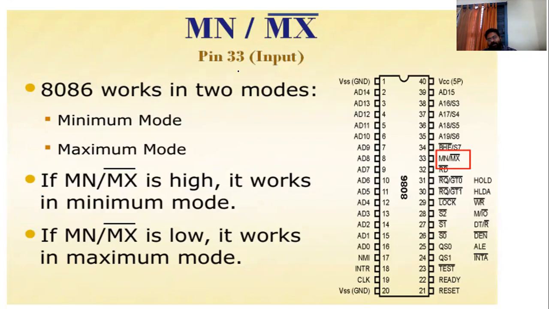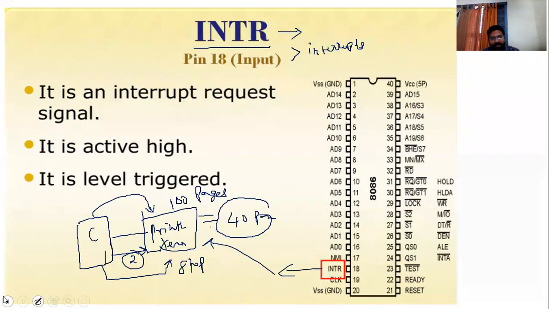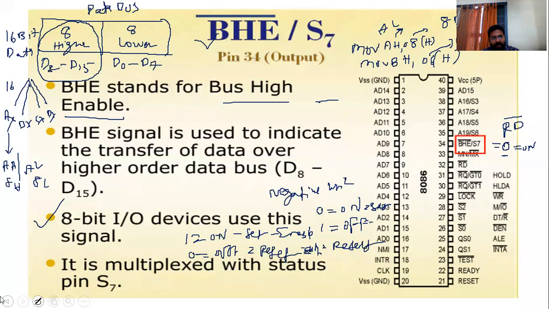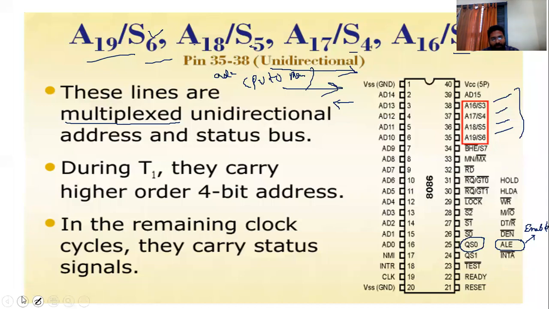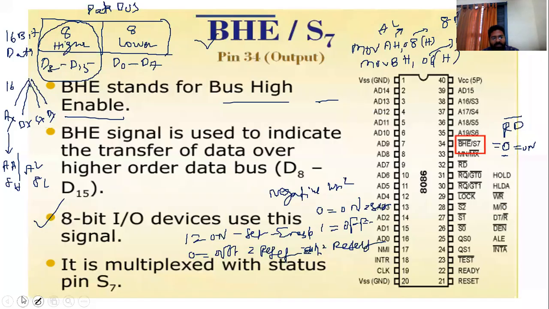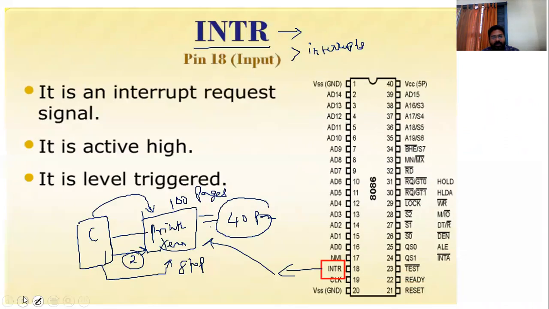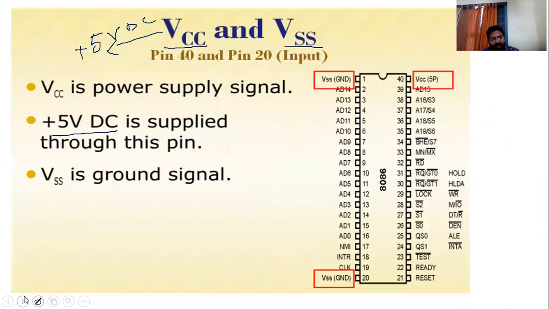Now coming to the next one. The pins we are discussing are AD0 to AD15, A19 to A16 status pins, BHE pins, read, write, INTR, NMI, clock, and VSS, whatever it may be. These 32 pins are common for both minimum and maximum modes.